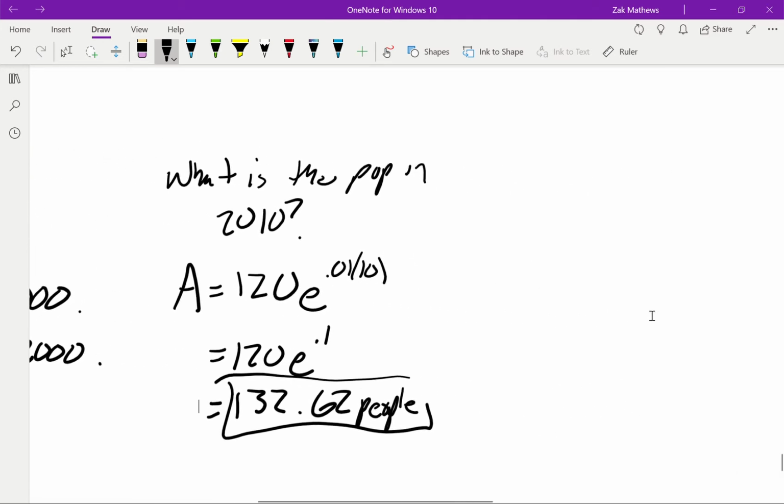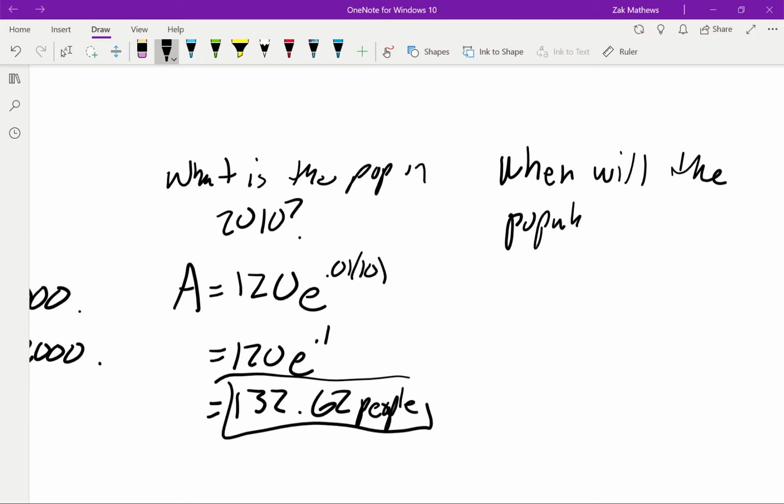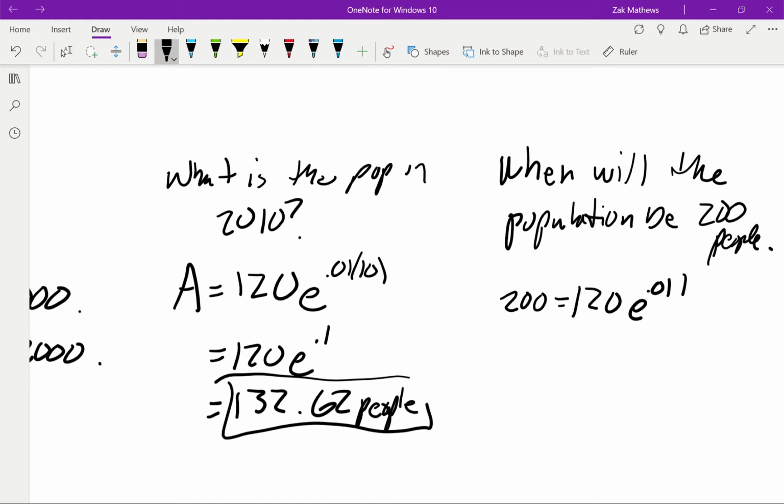What if I want to know when the population will be, let's say, 200 people? Well, this time that 200 is talking about the number of people, so I have to plug it into the final amount. We're looking for the time, and so I'm going to leave that variable as just a t there. Now I need to solve this exponential equation, and I do that first by isolating the exponential. So we'll divide by the 120.